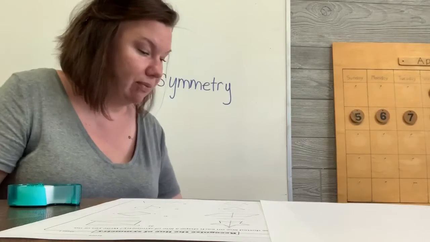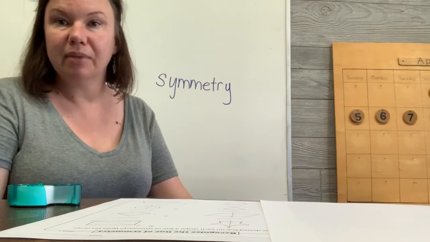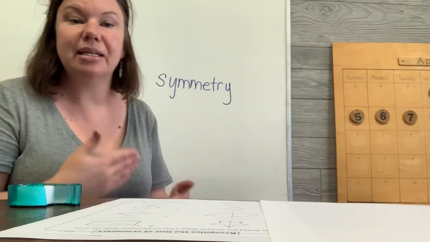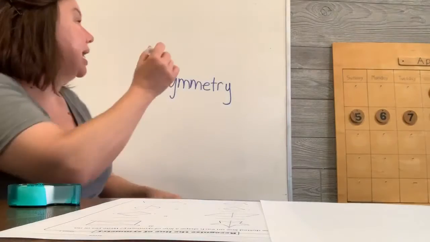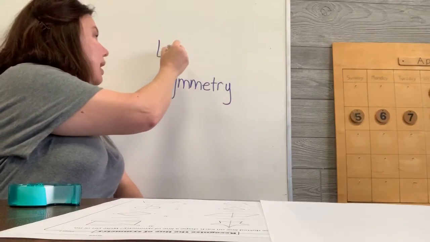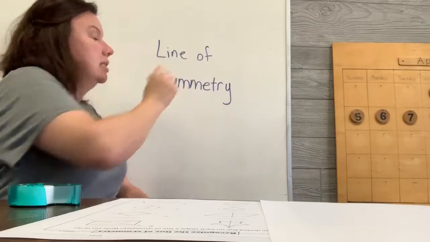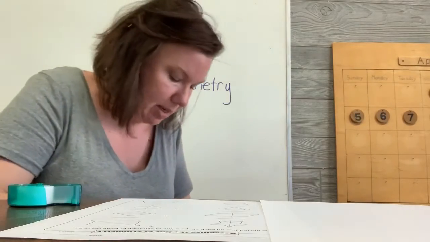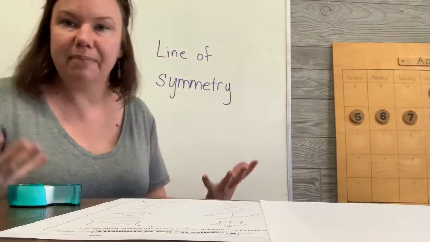We have talked about this some in the past, but this will be a good review for some of you, a new lesson for some of you. We're going to talk about symmetry and specifically a line of symmetry. Line of symmetry. What does that even mean? What is symmetry? What makes something symmetrical? Do you know?